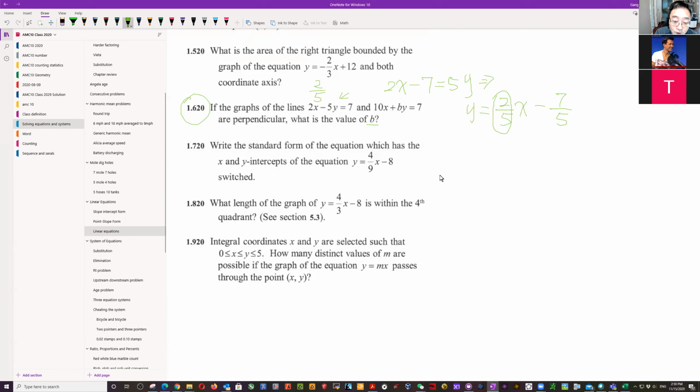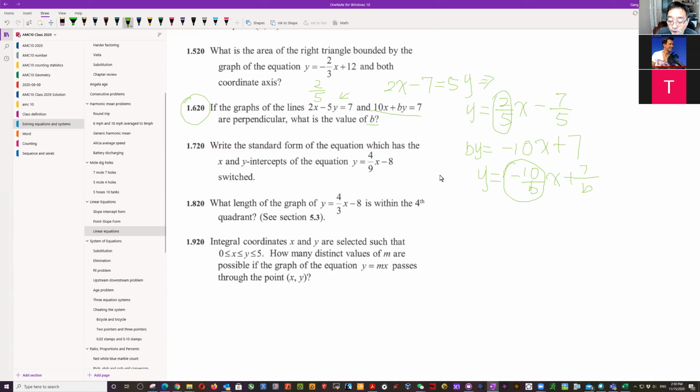For the second equation, we need to do the same thing and isolate y. So by equals negative 10x, moving the other term to the other side, plus 7. And y equals negative 10 over b x plus 7 over b. So this number is the slope.